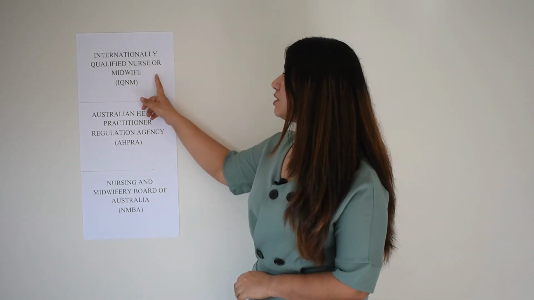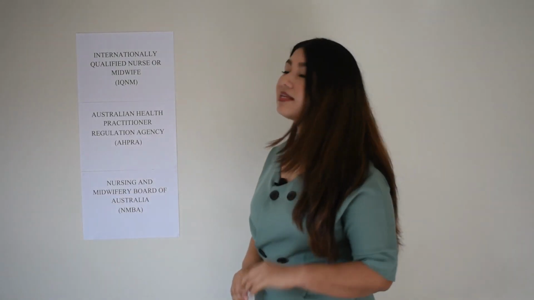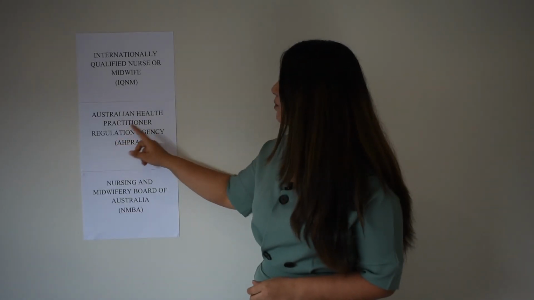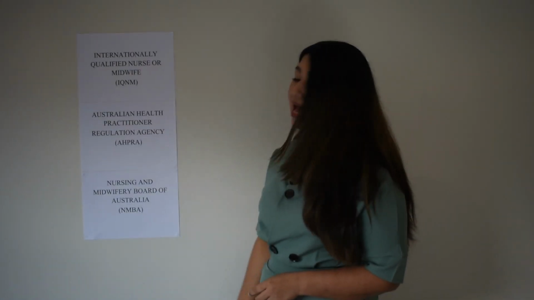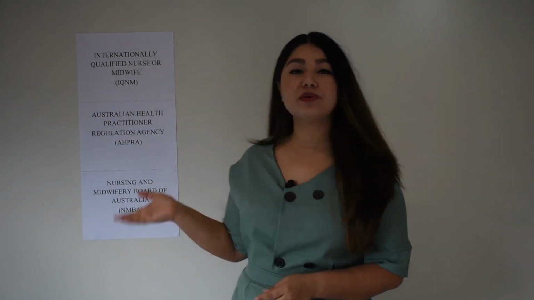First of all, you need to know IQNM, which will be frequently used in your registration process. It's internationally qualified nurses or midwives. The second important term is APRA. The full form of APRA is Australian Health Practitioner Regulation Agency. And the third one is NMBA, which is Nursing and Midwifery Board of Australia. APRA oversees 15 national boards of Australia, one of which is NMBA. NMBA regulates the practice of registered nurses and midwives.